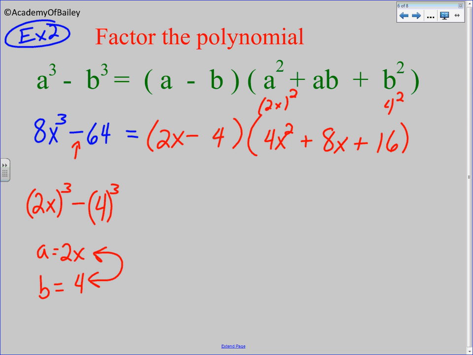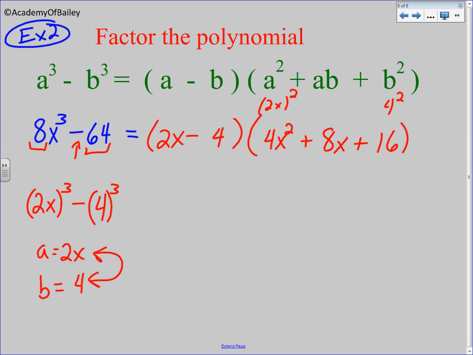I can tell you that at the very beginning we could have noticed that we could have factored out an 8. If we would have factored out an 8 there, that would have also simplified some things.